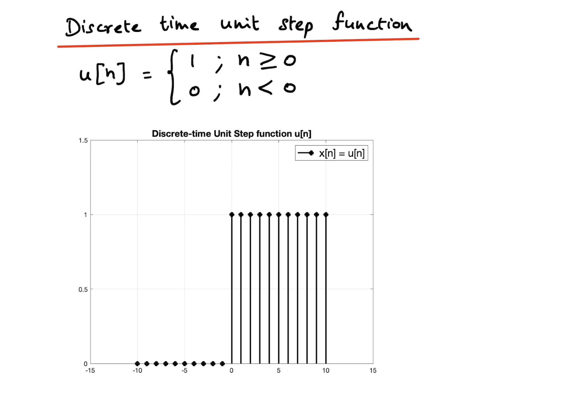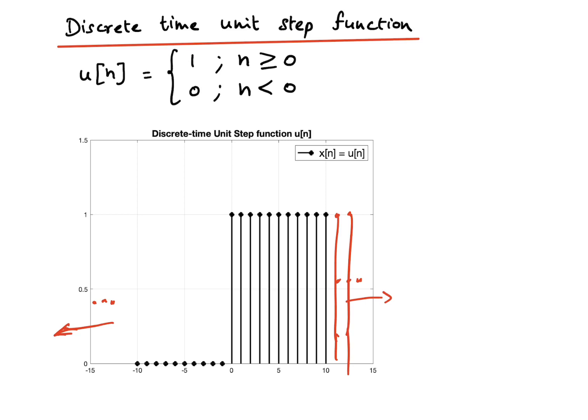For negative values of n, the samples of the unit step function take on the values of 0. Okay, and again I've shown it from minus 10 to plus 10, and this could go on and on. It can keep going in this direction and in this direction. So if we keep going to the right, you'll continue having more lines like this.